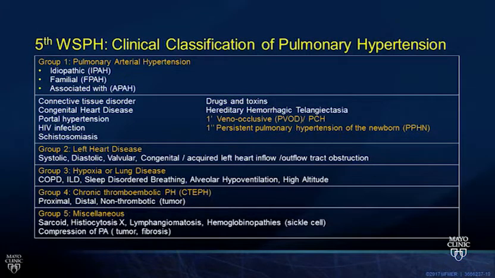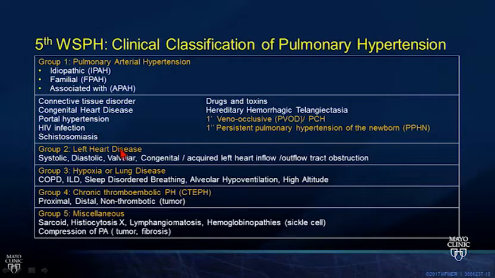Now here's the World Symposium most recent classification of pulmonary hypertension. Group 1 includes idiopathic, familial, and then a variety of different diseases which are associated with pulmonary hypertension. The reason for putting all of these into group 1 is because they share the hemodynamic findings and the response to therapy. That's what defines group 1. So it doesn't matter if it's idiopathic or related to connective tissue disease. The fact is, hemodynamically, in the cath lab and in responding to PH-specific therapy, they will behave the same.